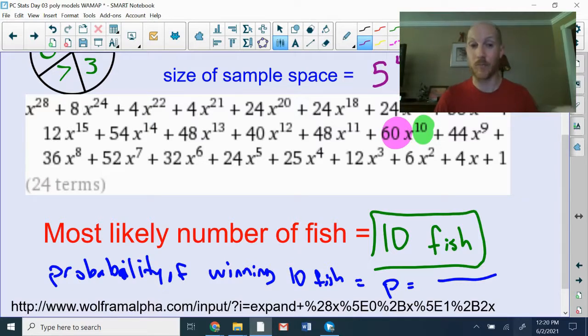If the question asks for the probability of winning that number of fish, well, probability, I need to make my probability fraction. I need the frequency, which is 60. And also, I'm going to need the total size of the sample space, which was 1,024.